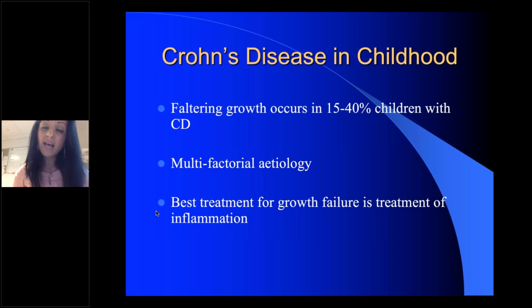So faltering growth occurs in up to 40% of children with Crohn's disease. Again, the etiology is multifactorial. This child is probably nutritionally not replete because they're not absorbing as well. So there's also the malabsorption due to the diarrhea, and also pain where they're limited in what they can eat, and the anorexia, which suppresses their appetite. And really the best treatment to ensure that these children reach their growth potential is to treat the intestinal inflammation first.